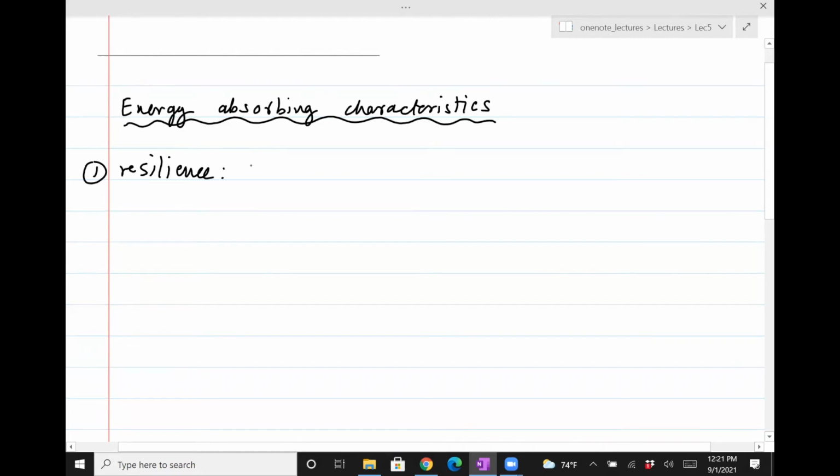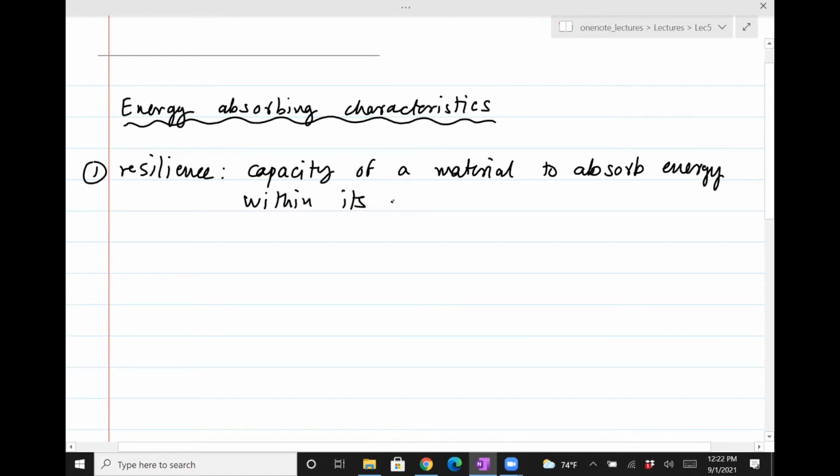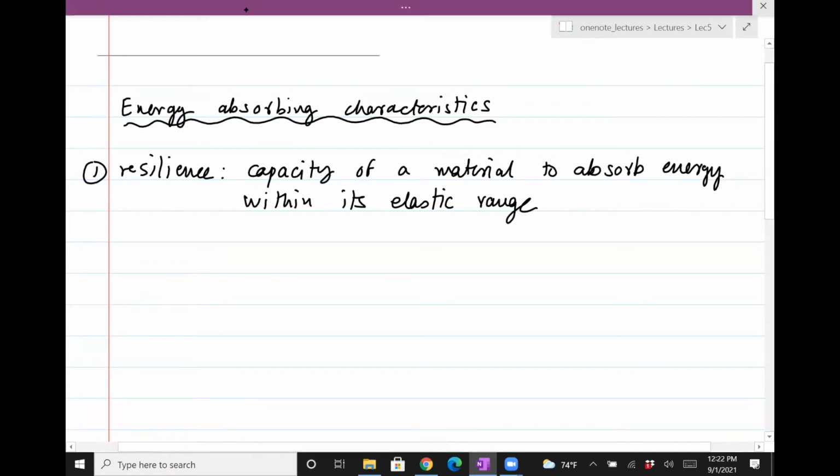So resilience is defined as the capacity of a material to absorb energy, clearly, but within its elastic range. In fact, that is what is going to set it apart from toughness. So I'll underline that. So that's the key.